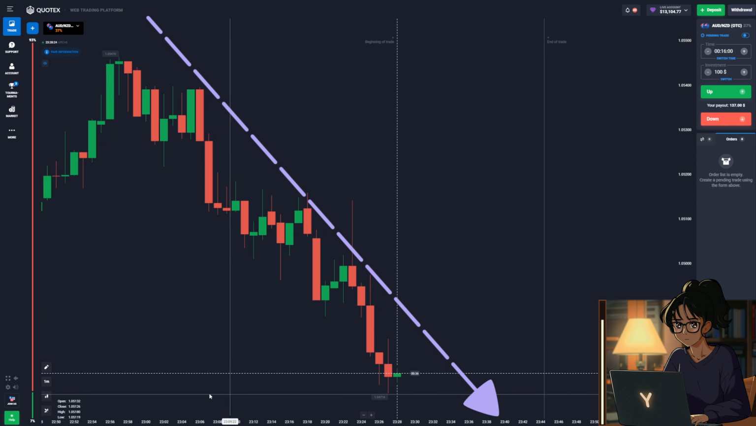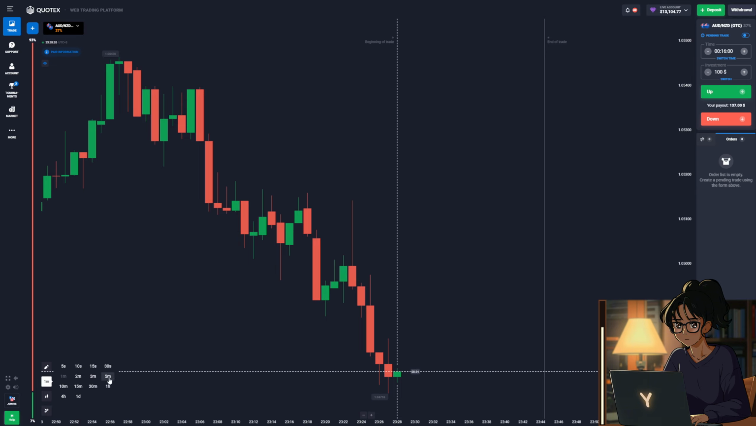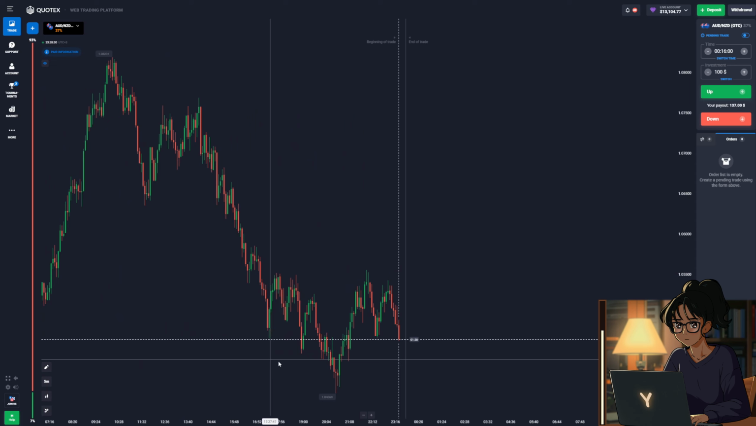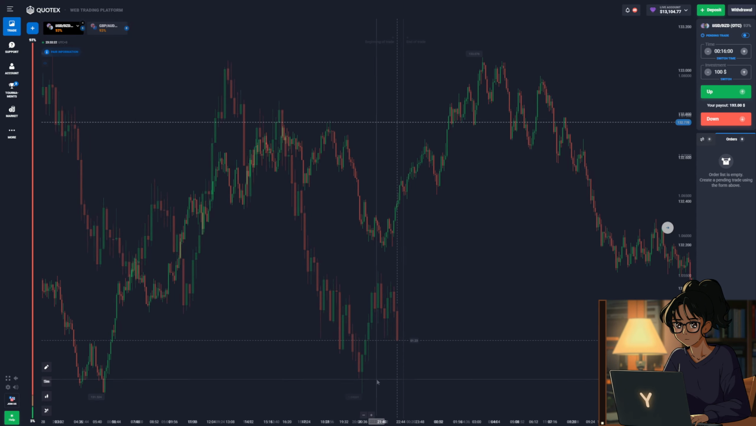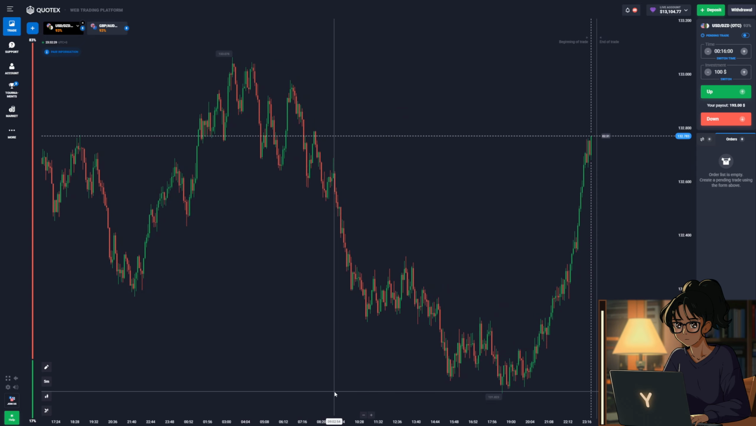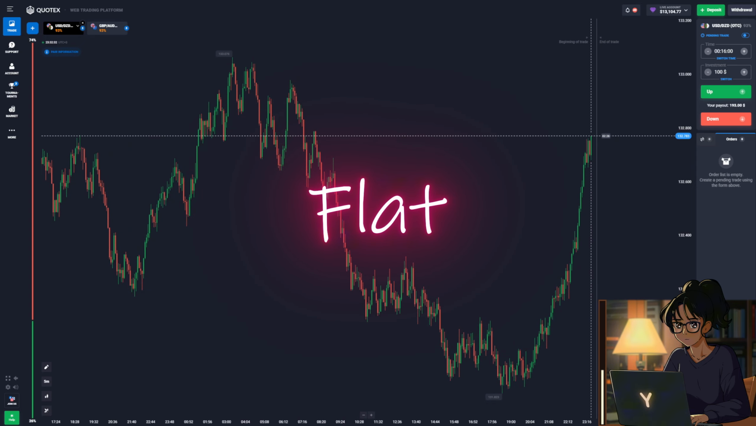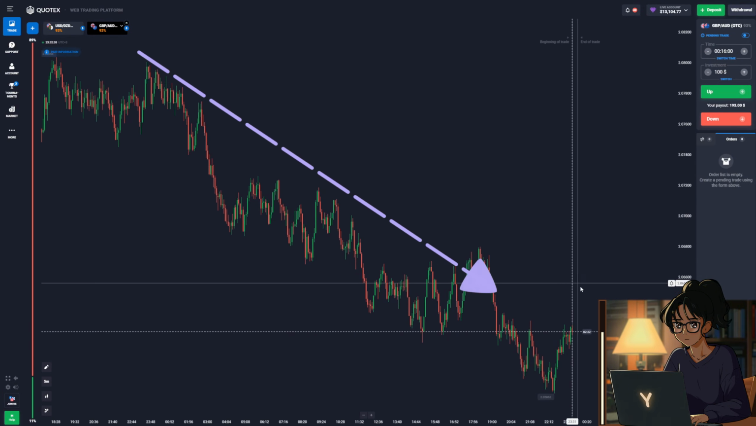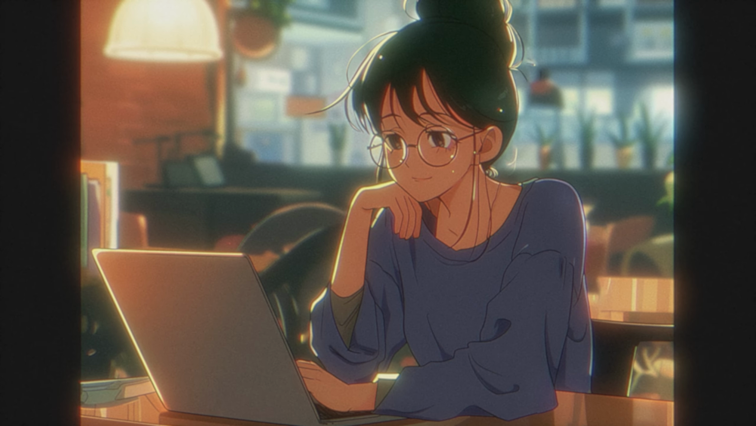To see it clearly, zoom out a bit. Use a 5 or 15-minute time frame. Watch closely. If price is moving steadily in one direction, retracements are small and most candles are green or red. That's a clean trend. But if price is just bouncing up and down with no clear direction, that's a flat, and trend strategies won't work there. So first, confirm the trend. Then move to the next step.